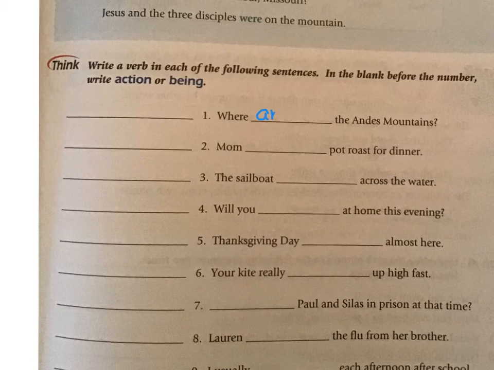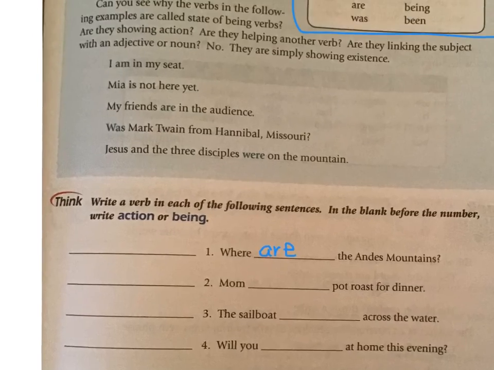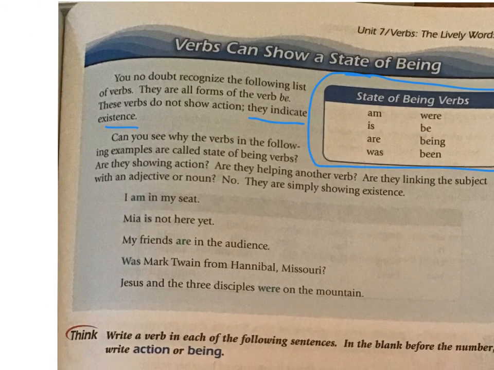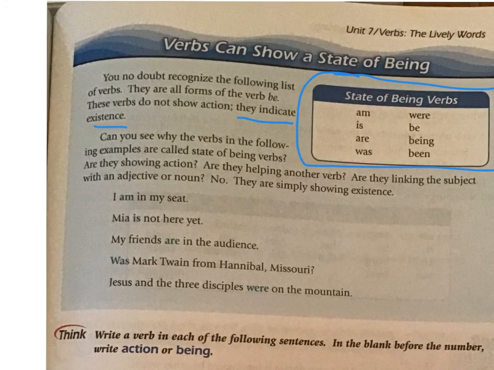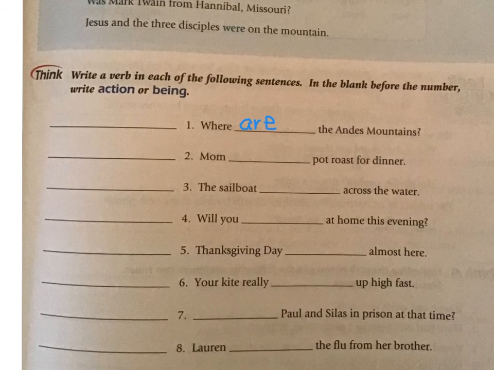Okay, so we're going to write are here. And then we're going to come over here on the blank, and automatically we know, because again, if we come back here, our list of state of being verbs, are is on that list. So again, we're going to write linking, okay?